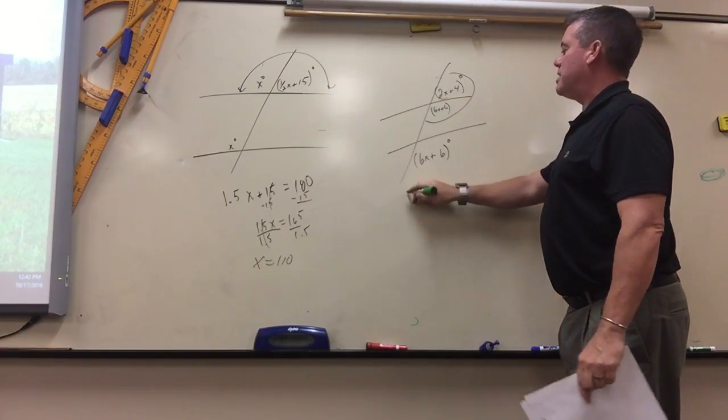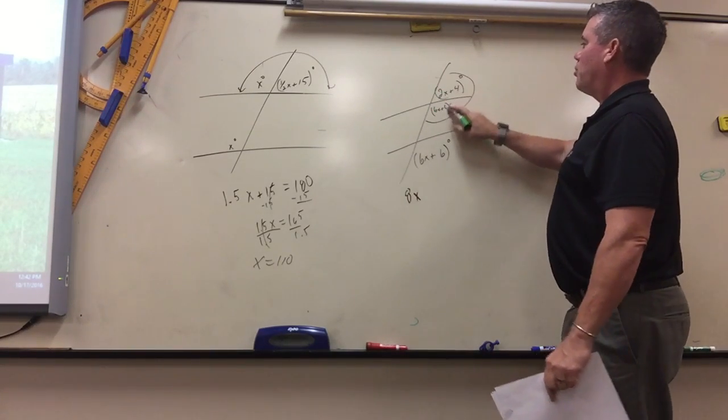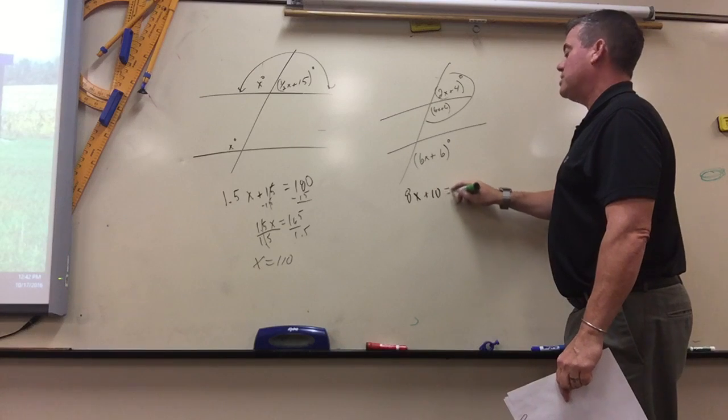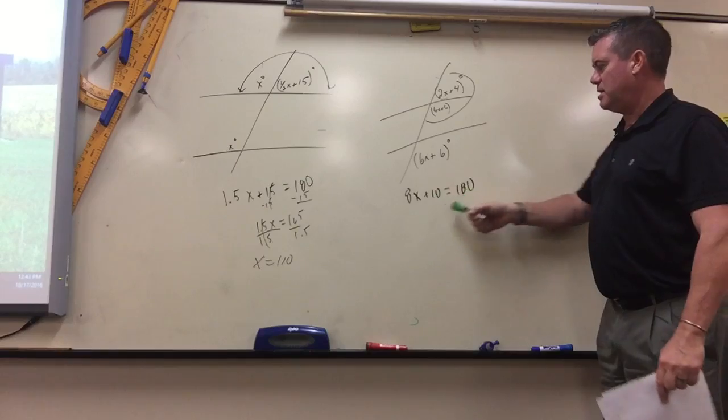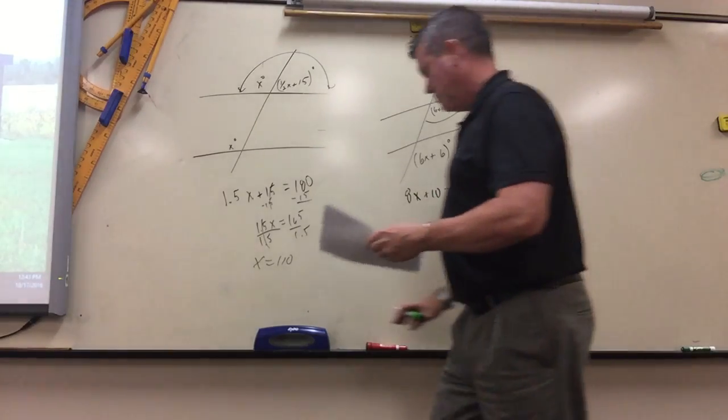So 2X and 6X is 8X. 4 plus 6 is 10, has to equal 180. Now everyone knows how to solve it, right? Subtract 10, divide by 8. Okay.